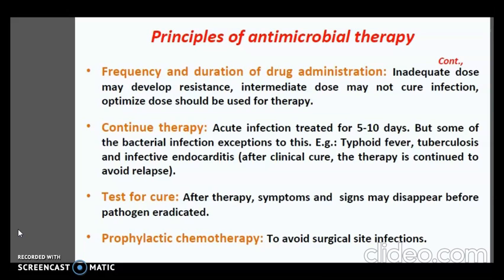Usually, acute infection is treated for 5 to 10 days, but some bacterial infections are exceptions to this, for example typhoid fever, tuberculosis, endocarditis. They are even continued after the clinical cure in order to avoid relapse. Test for cure is needed because after therapy, symptoms and signs may disappear before the pathogen is eradicated, and prophylactic chemotherapy is needed to avoid surgical site infections.